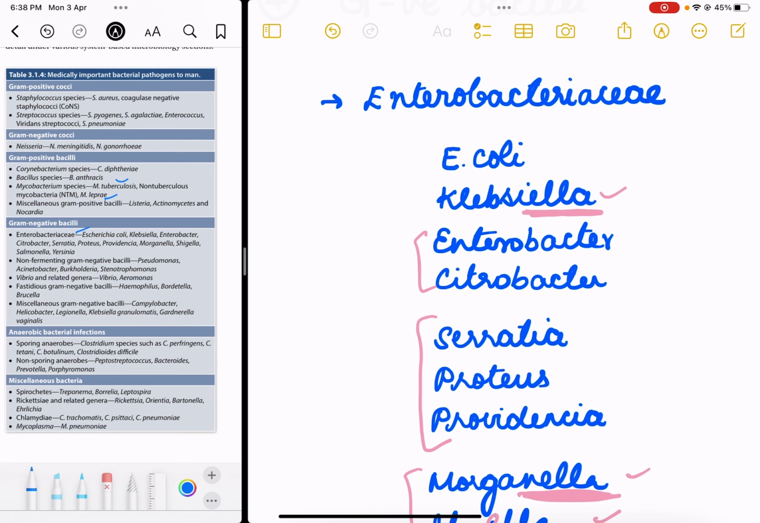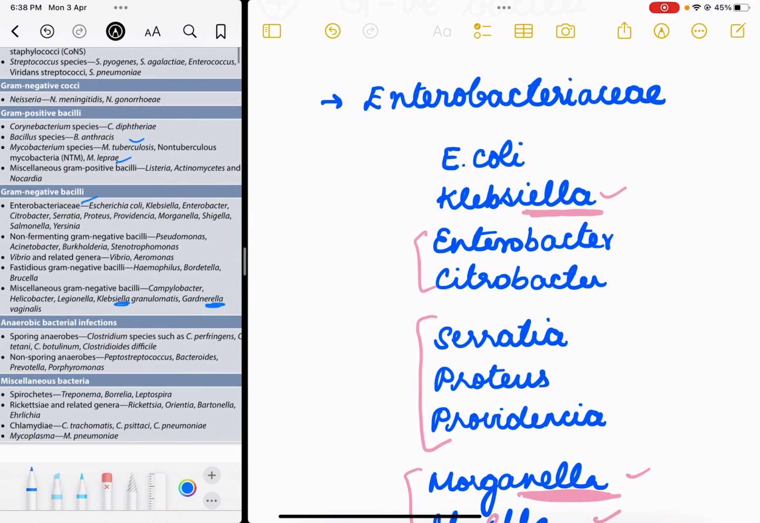You can also find Gardnerella here. All of these are gram-negative bacilli. Clear? Other gram-negative bacilli would include Pseudomonas. Every bacteria which ends in -monas will also be gram-negative, like Pseudomonas, Aeromonas, Stenotrophomonas, which is very rarely encountered. Vibrio cholerae, Bordetella, Brucella: you should remember that these are all fastidious gram-negative bacilli.